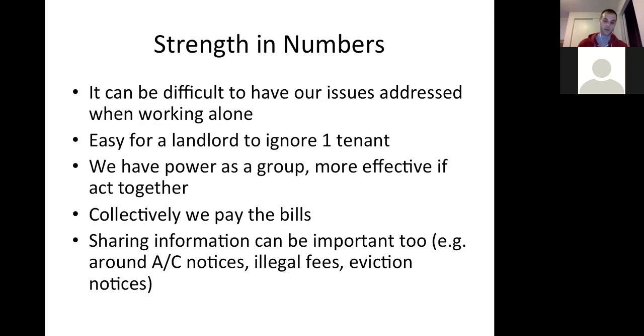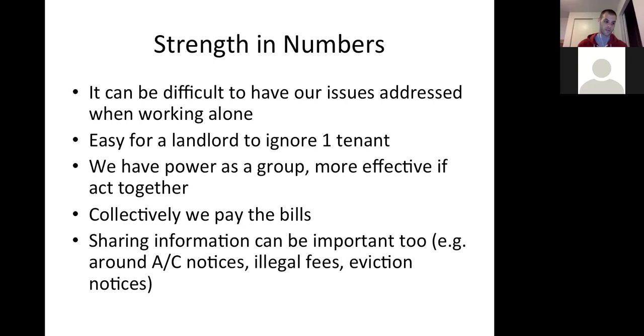But even just sharing information increases our strength as tenants and helps us build power. Sometimes a landlord might try to take advantage of certain tenants who might not know their rights, who might not know what the rules are around fees, rent increases, and eviction. When tenants are organized and in communication with each other, they're able to protect each other, keep each other safe. And it has an impact in building the overall power in the building.